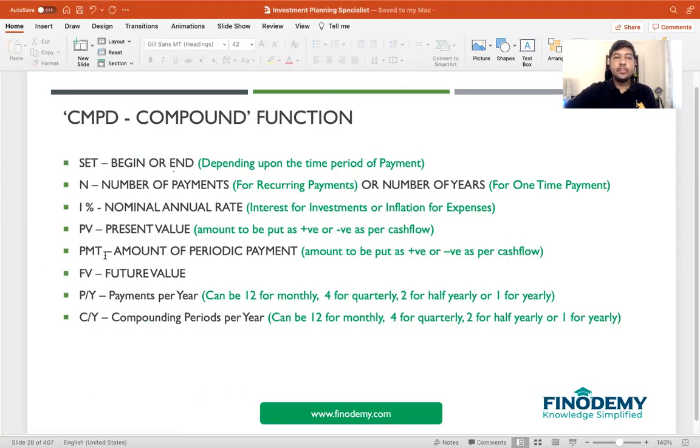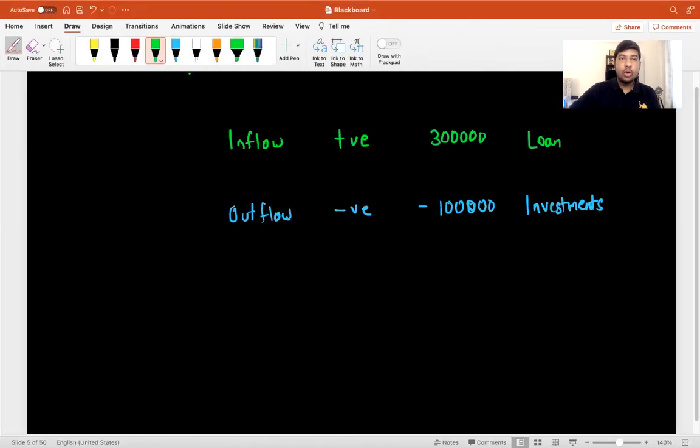Then the next field is PMT, amount of periodic payment. Now here present value is one time. So this inflow and outflow is one time. Only if it is one time, that number will be put in PV. If it is a recurring investment or recurring income, those things will not be put in PV. PV is only meant for one time. Please remember this, because a lot of candidates make a mistake over here, wherein they put the one-time amount somewhere else and put the periodic amount here.